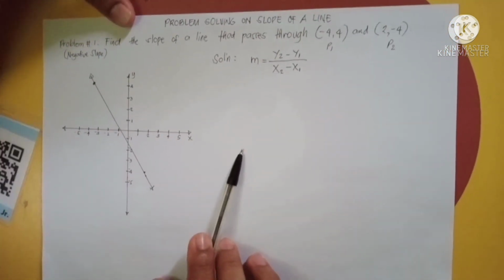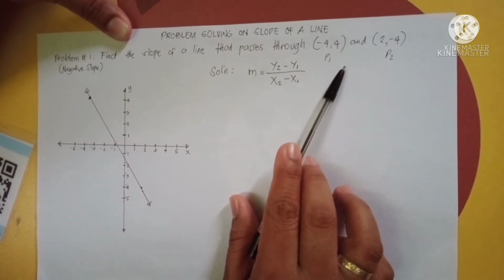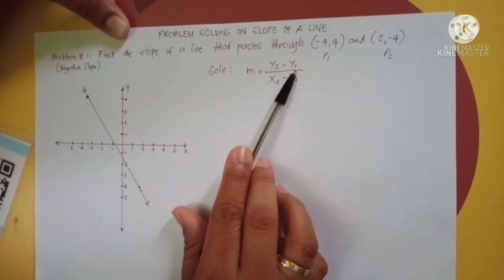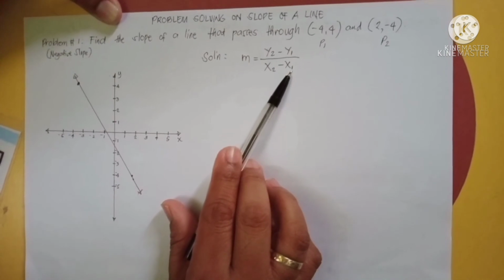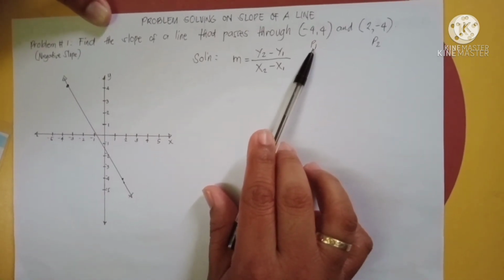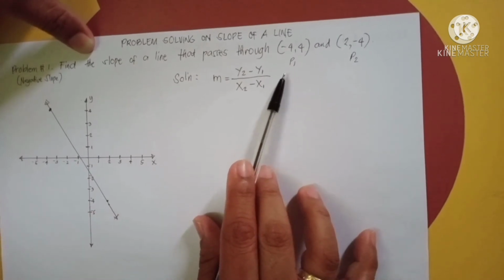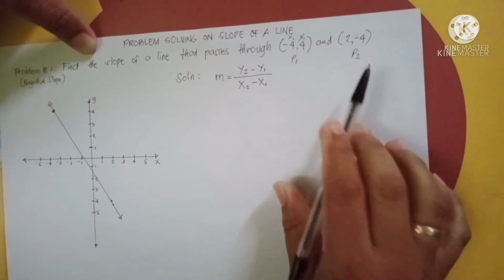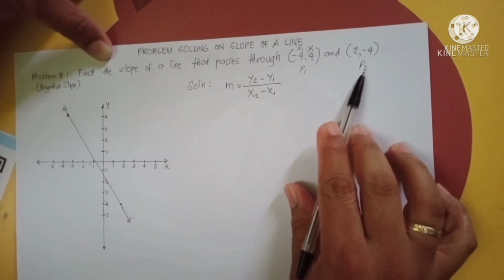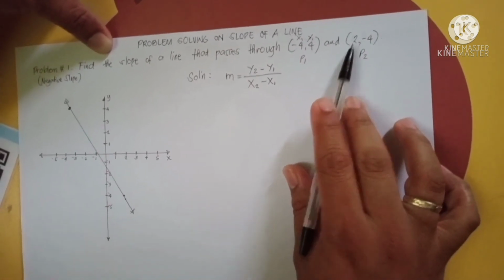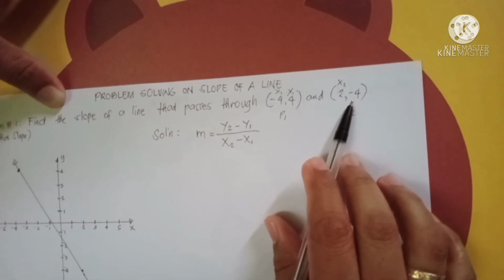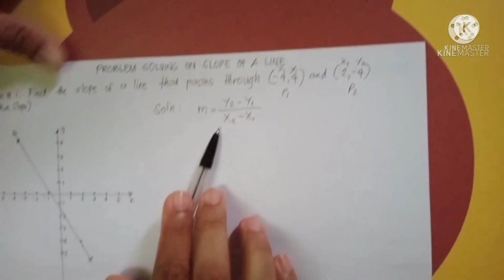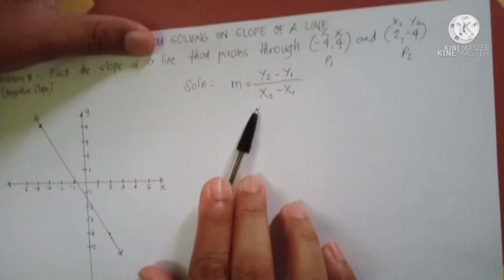Let's check. Okay, to solve the slope of a line of this problem, we will use this formula. Slope m is equal to y sub 2 minus y sub 1 over x sub 2 minus x sub 1. So if this is our point 1 or first point, so this is our x sub 1 and this is our y sub 1. So, on the other hand, if this is our second point, so the first number is our x sub 2 and the second number is our y sub 2. Going back to the formula, we are now ready for substitution.